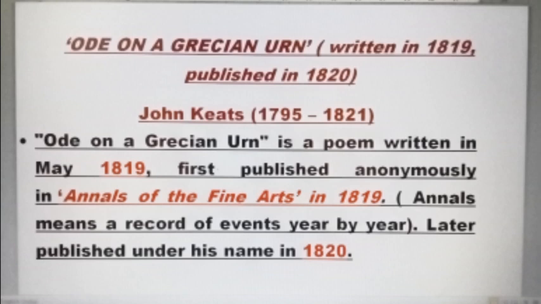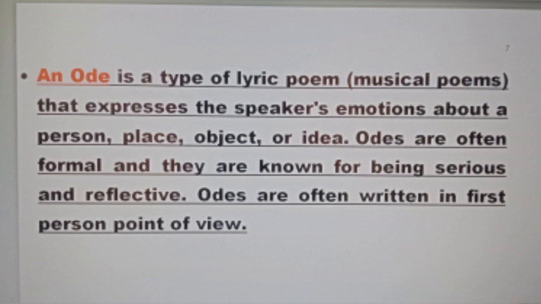Ode on a Grecian Urn, written in 1819, published in 1820. John Keats, 1795-1821. Ode on a Grecian Urn is a poem written in May 1819, first published anonymously in Annals of the Fine Arts in 1819. Annals means a record of events year by year. Later, John Keats published the poem under his name in 1820.